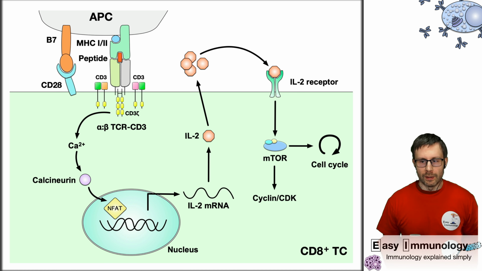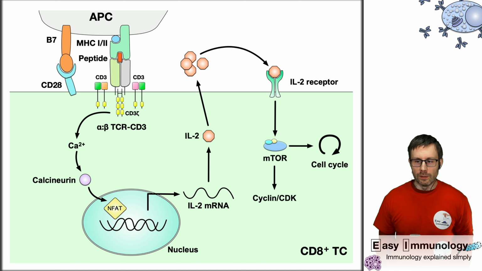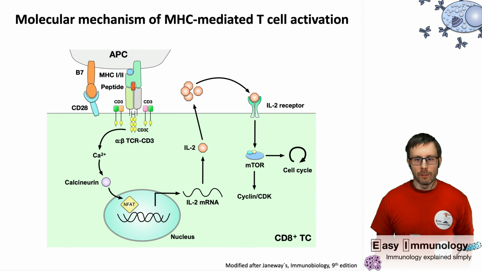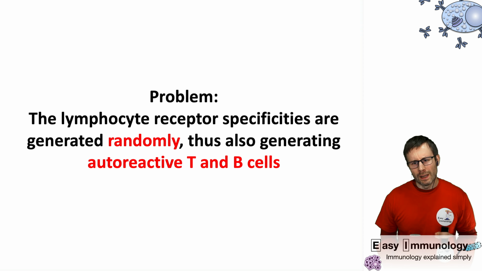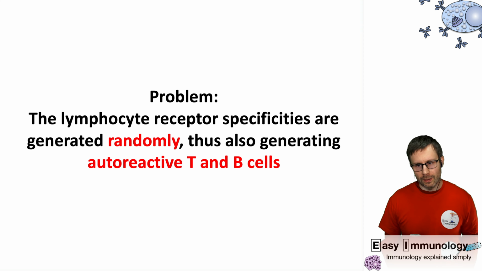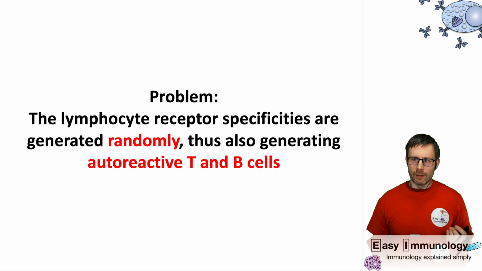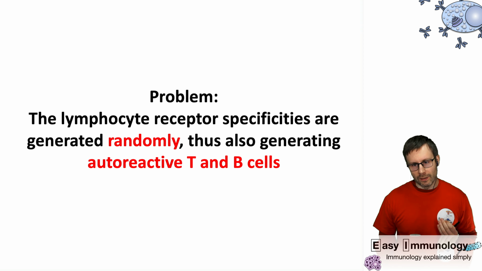So this allows all the processes in the cell that the cell needs to divide into daughter cells and to form all these millions of daughter cells that are needed from the T cell to fight the pathogen. The problem now is, as we just discussed also with Alex, that these T cell receptors, and without spoiling you, it's the same for the B cell receptor, are generated randomly, also generating autoreactive T and B cells. So T and B cells that recognize with their receptor our own cells and tissues, and they would inevitably kill us if we wouldn't have mechanisms to control them.